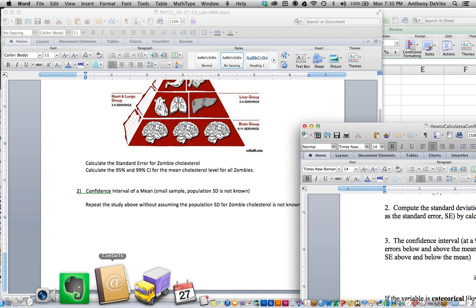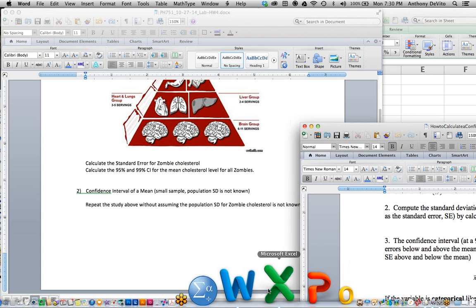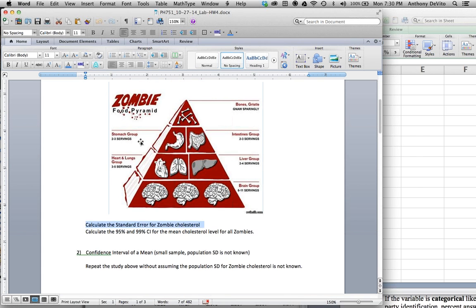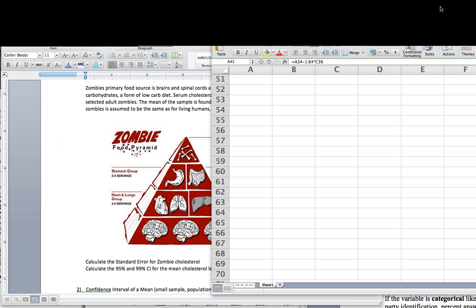Okay, let's take a look at that. Let's calculate that standard error. Okay, let's get some space here, and let me get my stuff here.